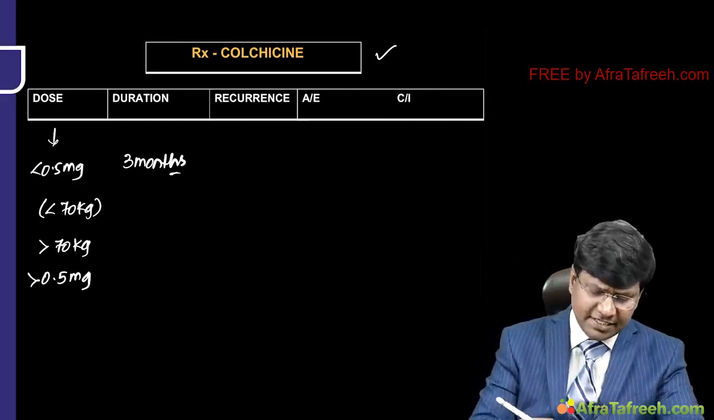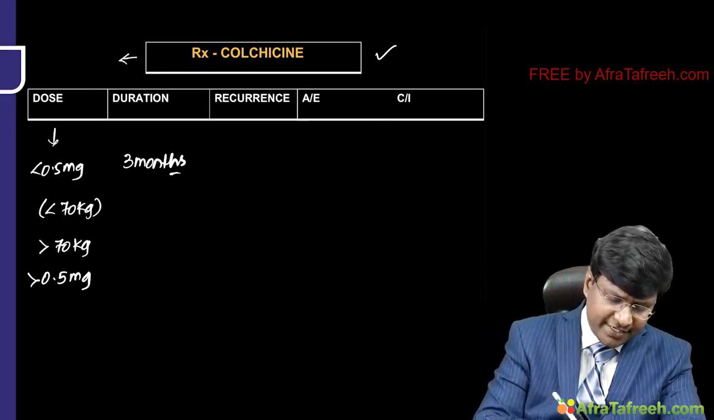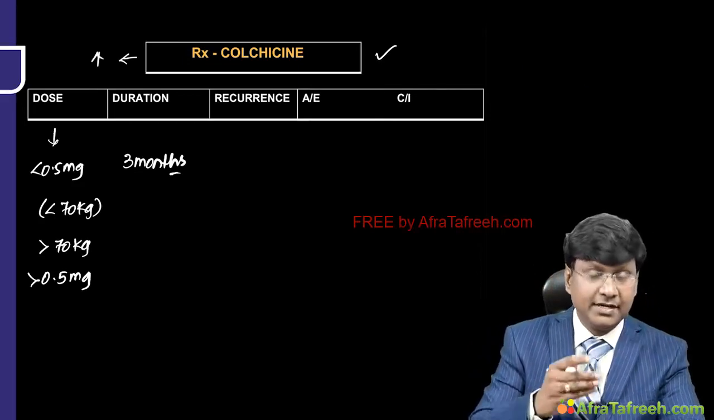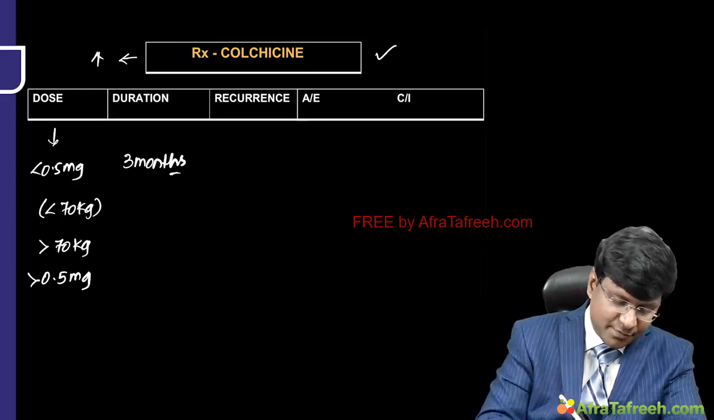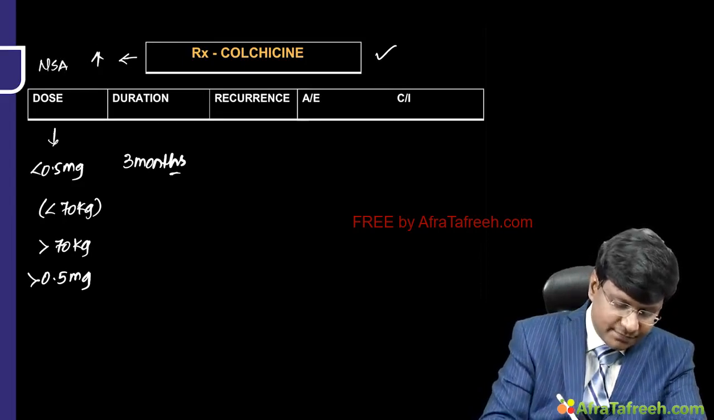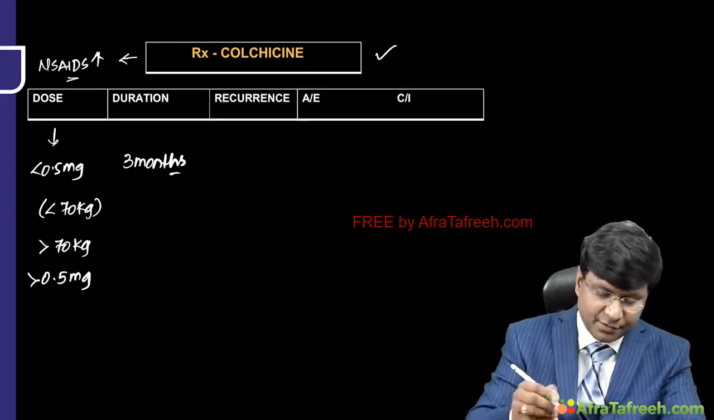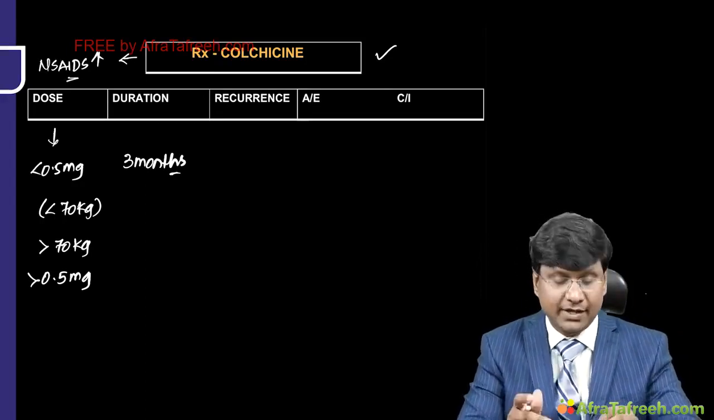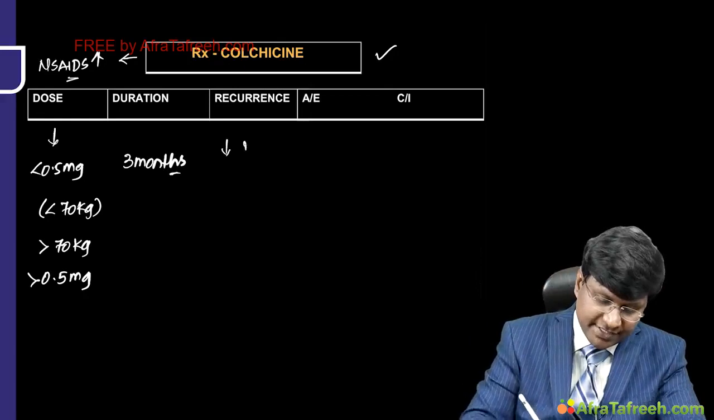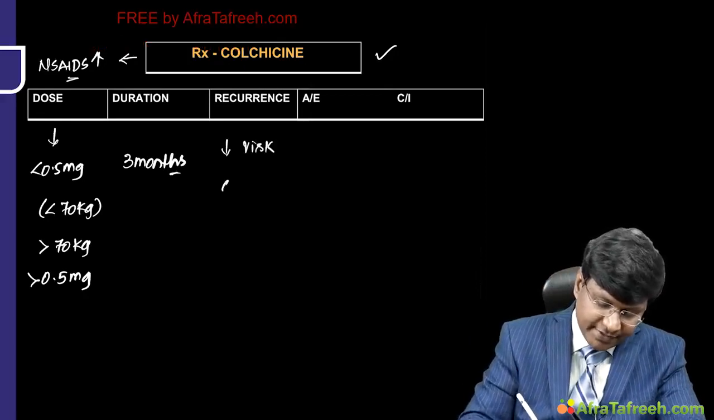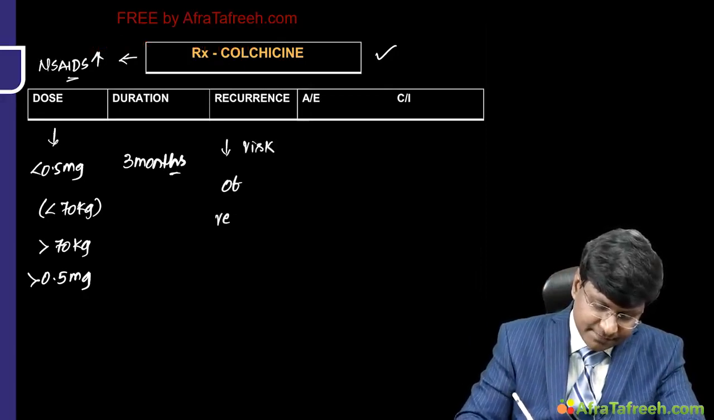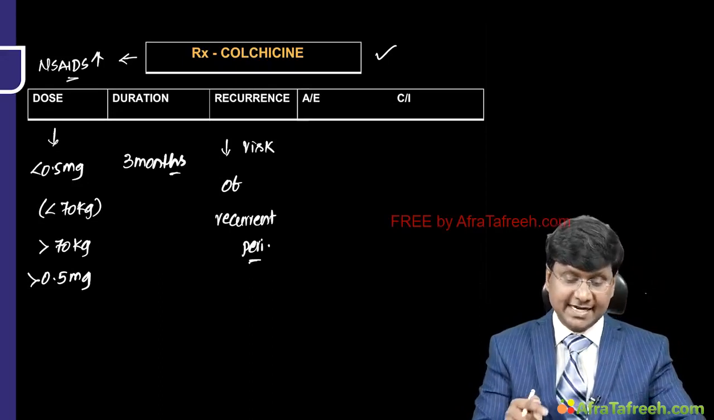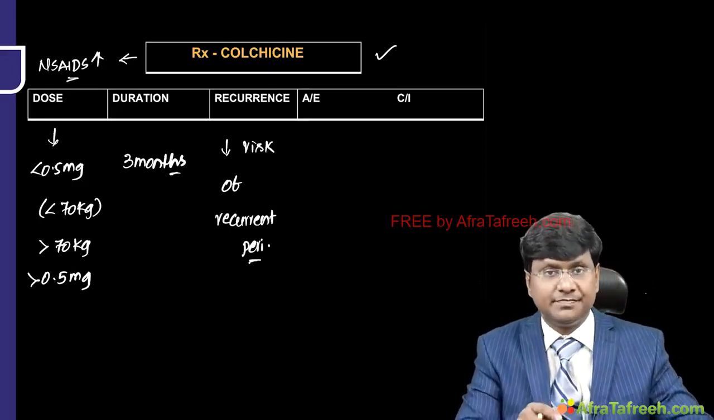See, this particular colchicine will enhance the response of the NSAIDs. The advantage of this colchicine is that it will reduce the risk of recurrent pericarditis. So that is the advantage of giving the colchicine, right?